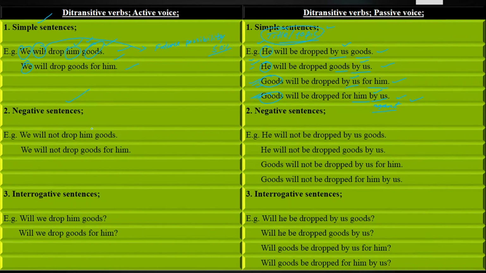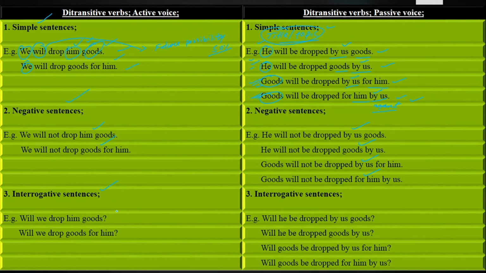He will not drop him goods. He will not drop goods for him. He will not be dropped by us goods. He will not be dropped goods by us. Goods will not be dropped by us for him. Goods will not be dropped for him by us. Next we have interrogative sentences. Those sentences in which we ask questions and put queries are called interrogative sentences.